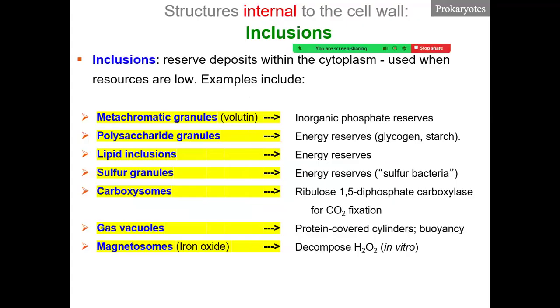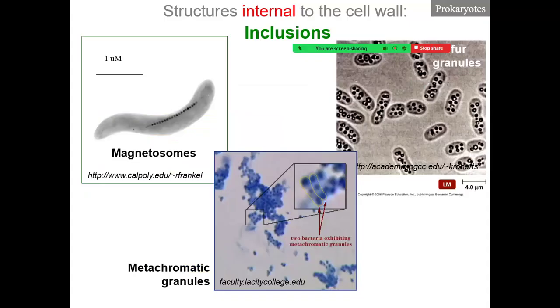You don't need to know that there are different names and different types of inclusions, but this slide is showing you that. Like I said, you don't need to know it. All you need to know is that there are different types of inclusions. Here are some pictures of various inclusions: magnetosomes, sulfur granules. The cell is accumulating sulfur, probably because it metabolizes sulfur. And then this yellow line is the cell, and there are metachromatic granules in this cell, three of them, and that one and that one.